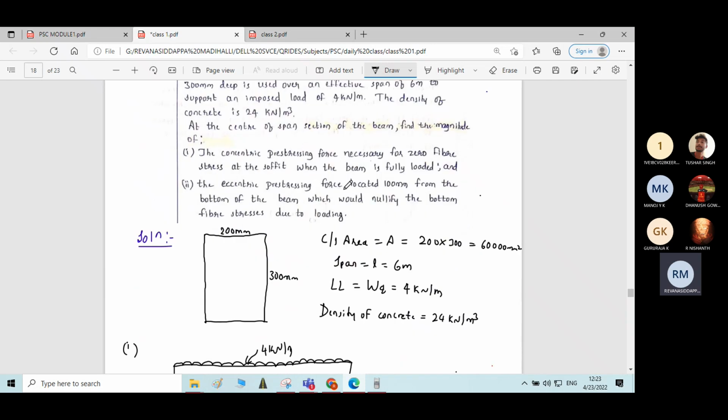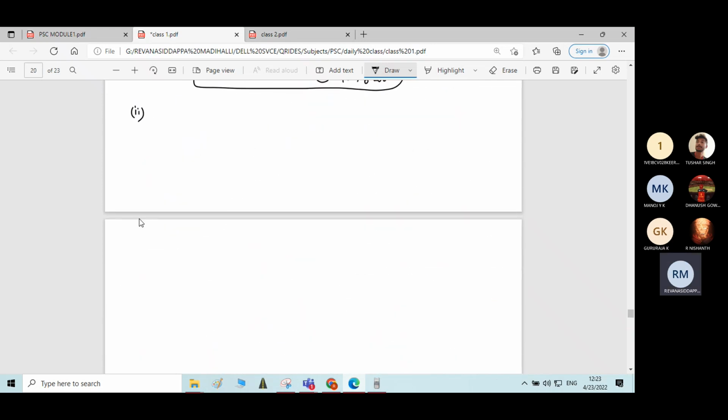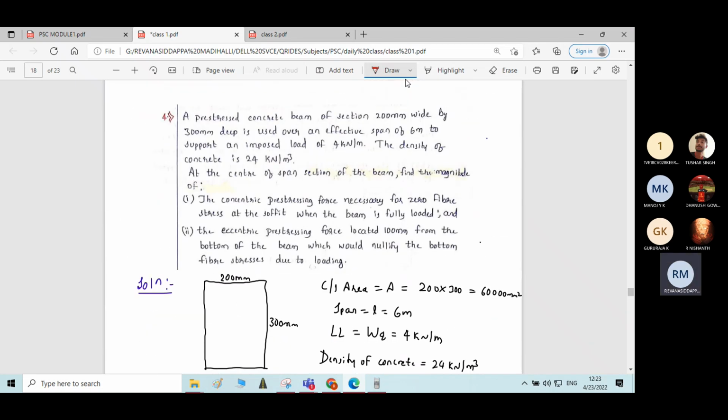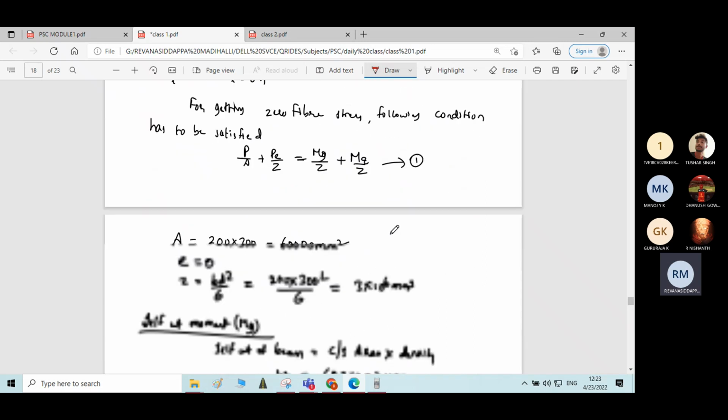Here it is asked to find the eccentric prestressing force located 100 mm from the bottom of the beam, which would nullify the fiber stresses due to loading. Okay, I'll draw the diagram for the same. I'll draw the centroidal axis. What is the second question? The eccentric prestressing force located 100 mm from the bottom of the beam.